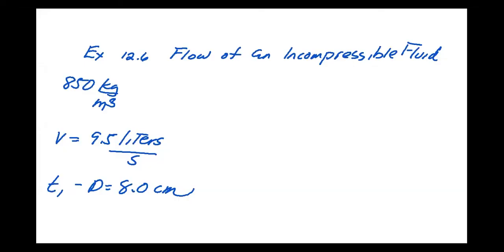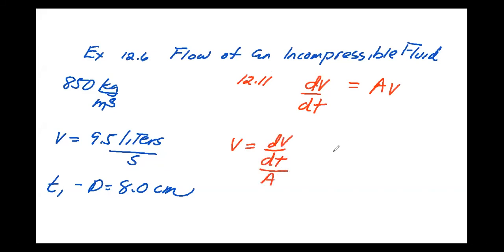All right, we are going to use equation 12.11. Equation 12.11 says dV/dt, the volume flow rate of a fluid, equals the area times the velocity. And we're looking for that speed of flow, that velocity. So we've got v equals dV/dt over the area.